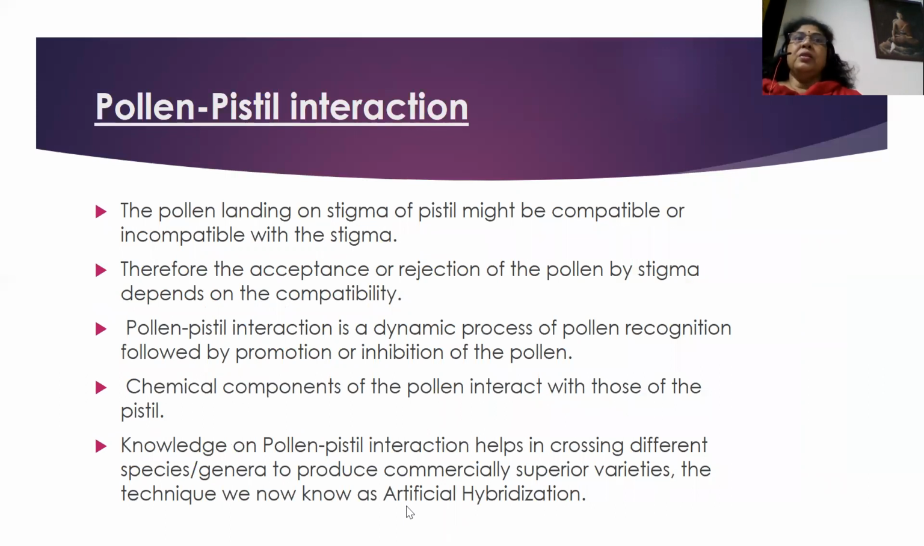Now, as I told you, there is a pollen-pistil interaction. All the pollen grains which reach the stigma do not develop a pollen tube. These pollen grains have to be compatible to develop the pollen tube. Now, the stigma may accept the pollen grain or reject it. So there is a continuous dialogue, a dynamic process of pollen recognition followed by the promotion or inhibition of the pollen. That is known as pollen-pistil interaction.